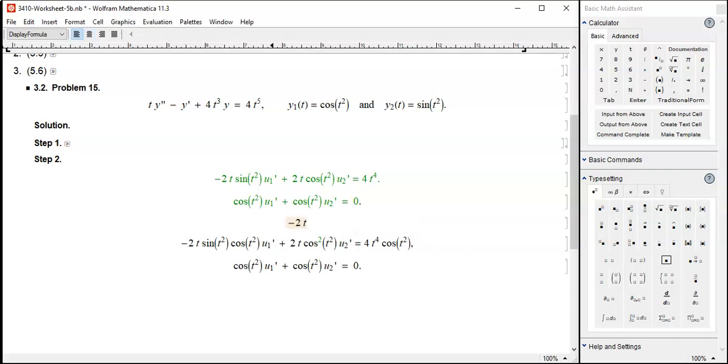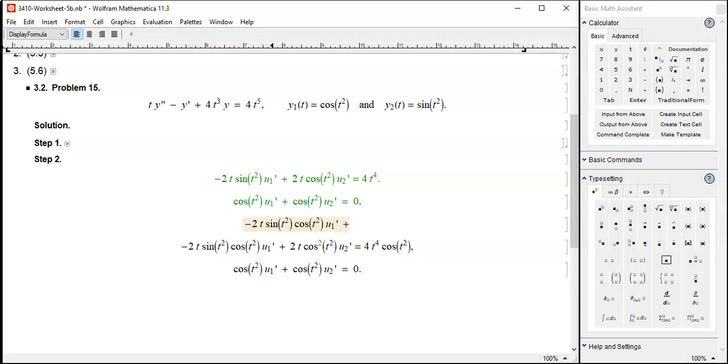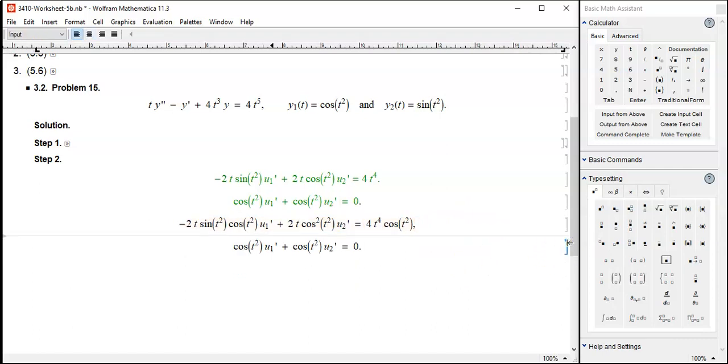Let me rewrite everything. 2t sine of t squared cosine of t squared u1 prime plus 2t cosine squared of t squared u2 prime is equal to 4t to the fourth power cosine of t squared. Mathematica is a great software, but its color functions have something to be desired, as a matter of fact.